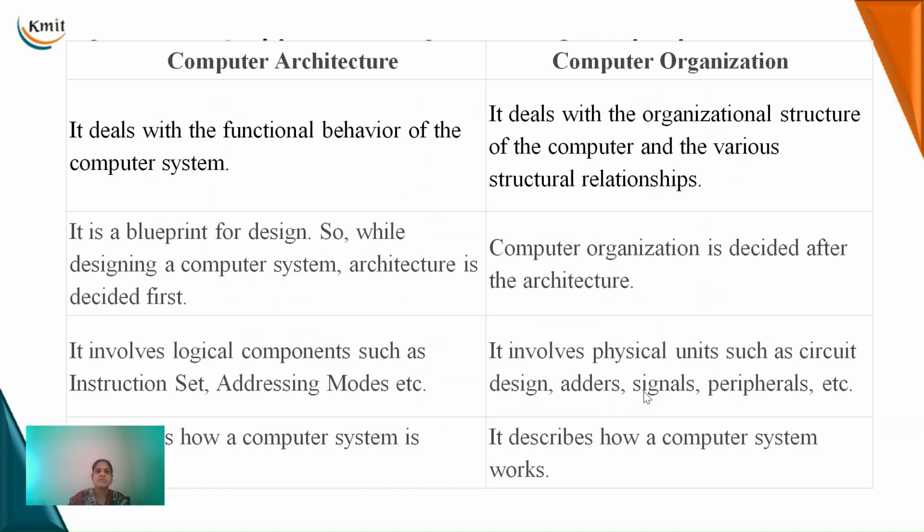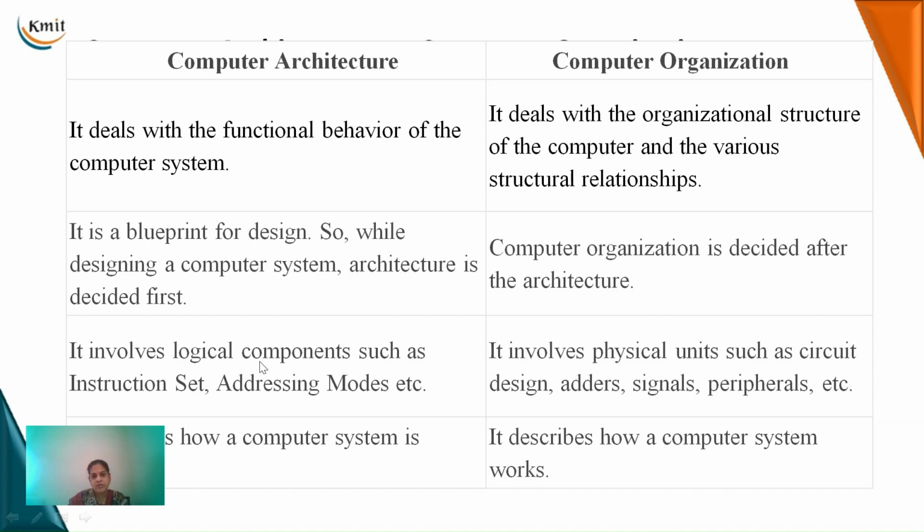Next, coming to the differences between computer organization and architecture. The architecture deals with the functional behavior. How does the computer function? Whereas organization is more about the structure of your computer and the interconnections between the different hardware parts. The architecture is like a blueprint for your design. Based on the architecture, your organization is done. Organization is decided after the architecture.